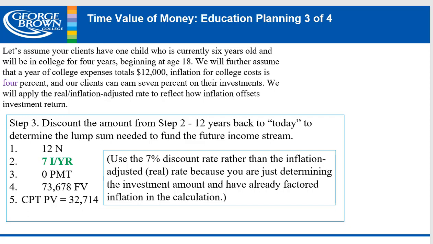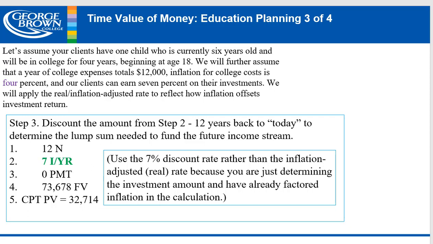We'd need $32,714, working on the assumption that the child will go to school 12 years from now, that I can earn 7% on my investments, that education costs $12,000 today. This student would go to university for 4 years, but that wouldn't be until they're 18, which is 12 years from now. Okay, so the next thing though, the next slide. So that's what we do for the insurance planning.